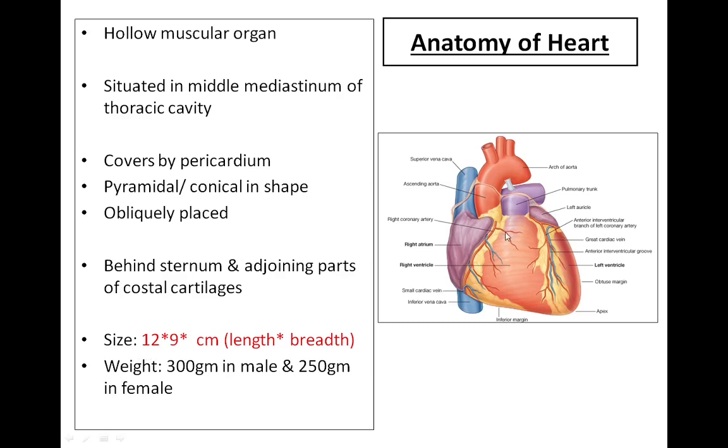So 12 centimeters is from the upper border to the apex, and transversely it is 9 centimeters. So this is the length and this is the breadth. Then weight is around 300 grams in case of male, and in case of female it is slightly less than the male, around 250 grams.